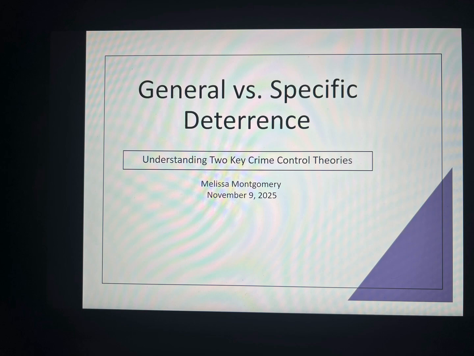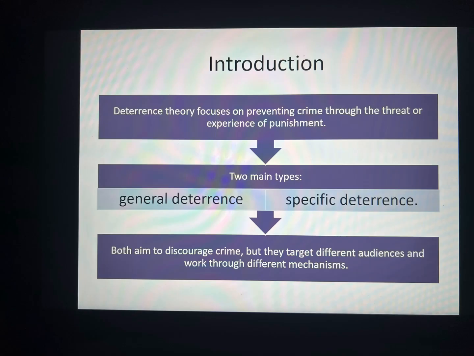In this discussion, I'll compare the two main types of deterrence theories that influence how our justice systems work. We'll look at what each theory means, how they differ, and why they're both important in preventing crime. Deterrence theory is built on a simple idea, that people can be discouraged from committing crimes if they believe the consequences will outweigh the benefits.